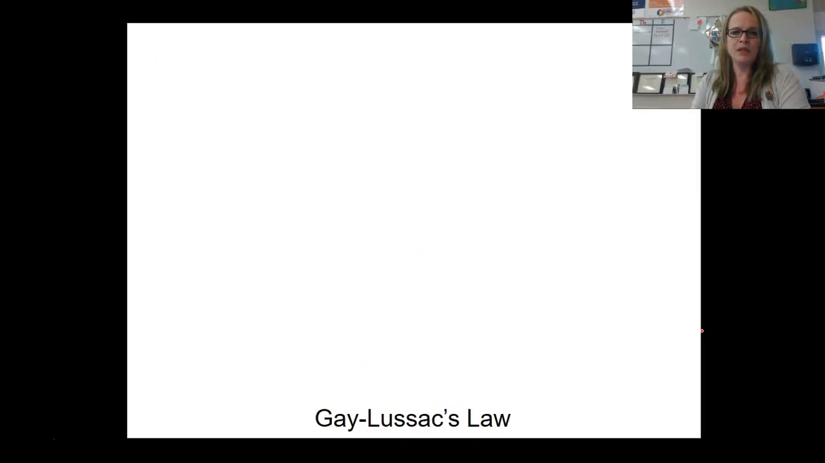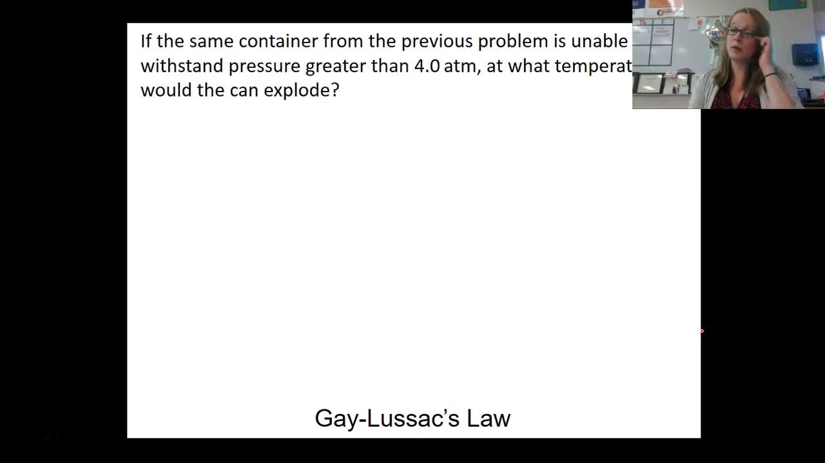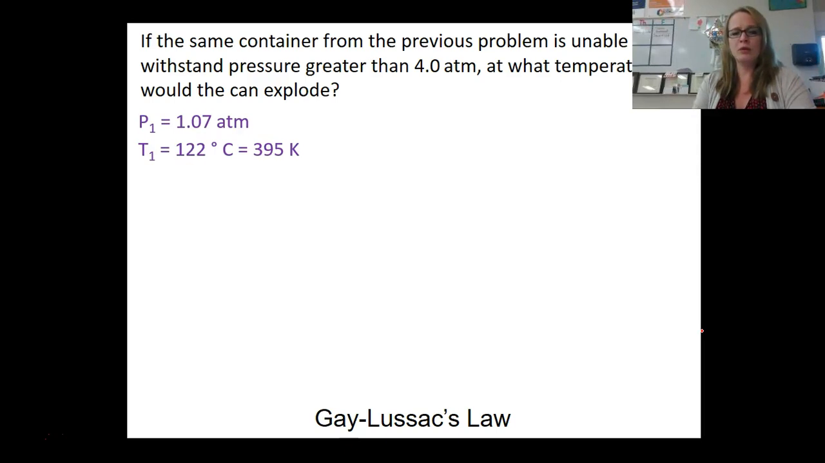Easy peasy. Okay, this next one, we're going to keep going, and if you want, at this point, pause this and try and do it on your own. Alright, so if that same container from the previous problem is unable to withstand pressure greater than 4 atmospheres, at what temperature would the can explode? So we are starting with the same two variables, the 1.07 atmospheres and 395 Kelvin. But now we know that we're going to reach 4 atmospheres. That's when the can is going to go boom. So they're asking what temperature. My new pressure is 4 atmospheres, and I'm asking myself, what temperature do I have to get it to?